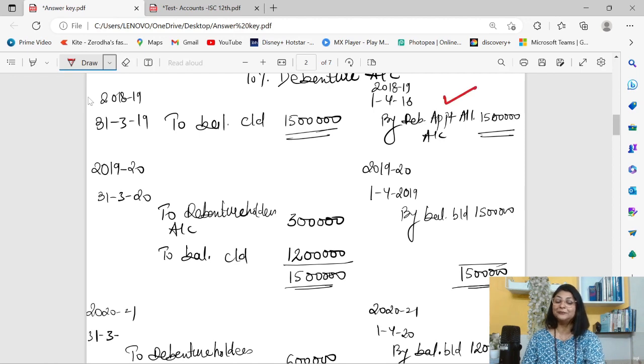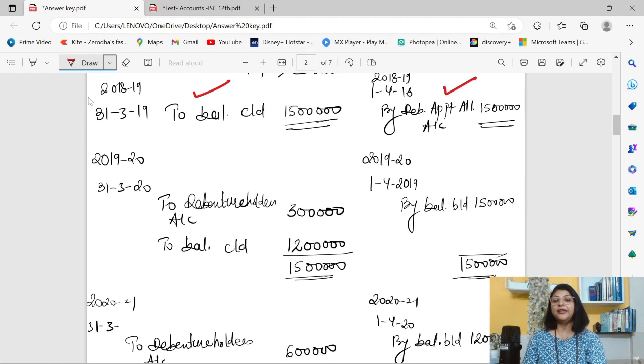First entry is here on the issue. Then in the first year debentures were not redeemed. From the second year debentures were redeemed. So in second year you can see the balance is brought down, and then on last date of the year debentures worth rupees 3 lakh were redeemed. So we have written here to debenture holder. Remember the entry you pass: percentage debenture to debenture holder. So here we have written on the debit side of debenture account to debenture holder 3 lakh rupees, and remaining balance of 12 lakh rupees is carried forward to next year.